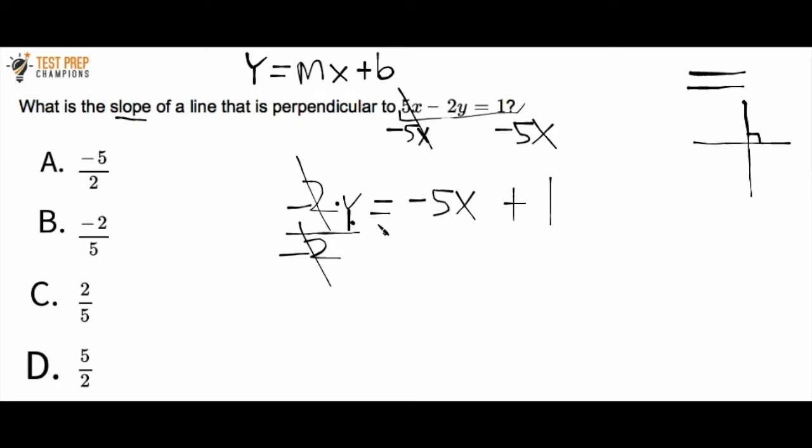Bingo, I'll have y by itself, but I have to also remember that whatever you do to one side, you always do to the other. So I have to divide by negative 2 here. Okay, so if you got this far, then you're actually doing really good.